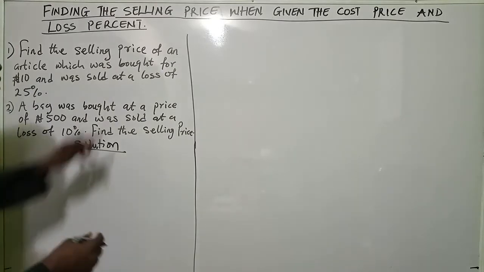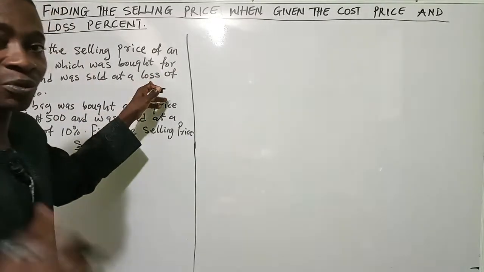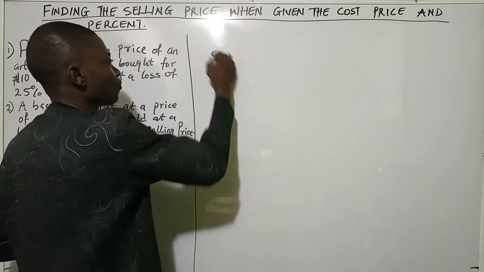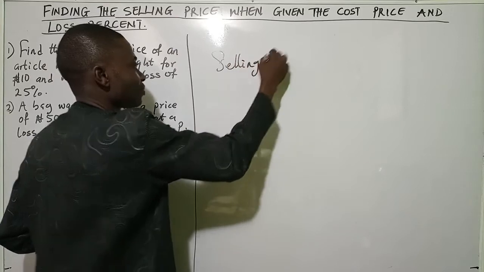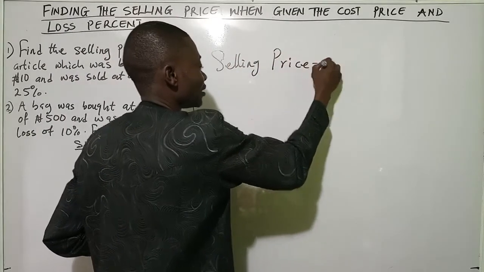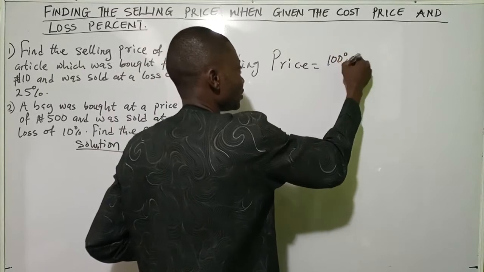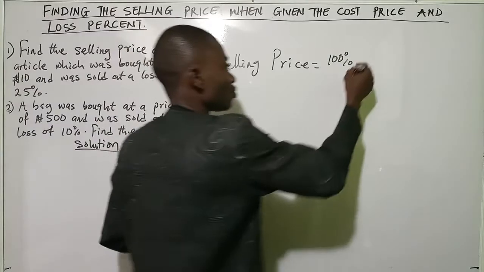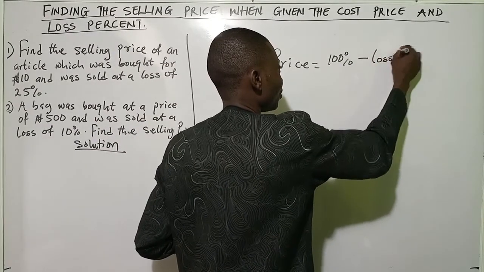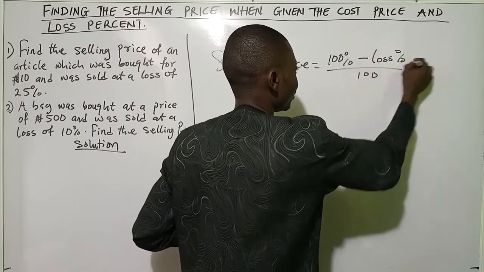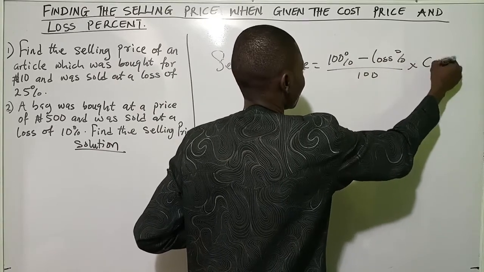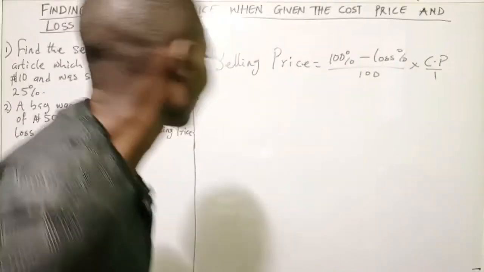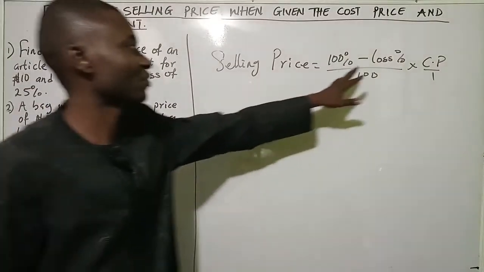Now, there's something different from our previous video that we uploaded. Loss is given to us. So what formula do we use to calculate that? Selling price equals 100% minus the loss percent over 100 times cost price over 1. So now that is just the difference between them.